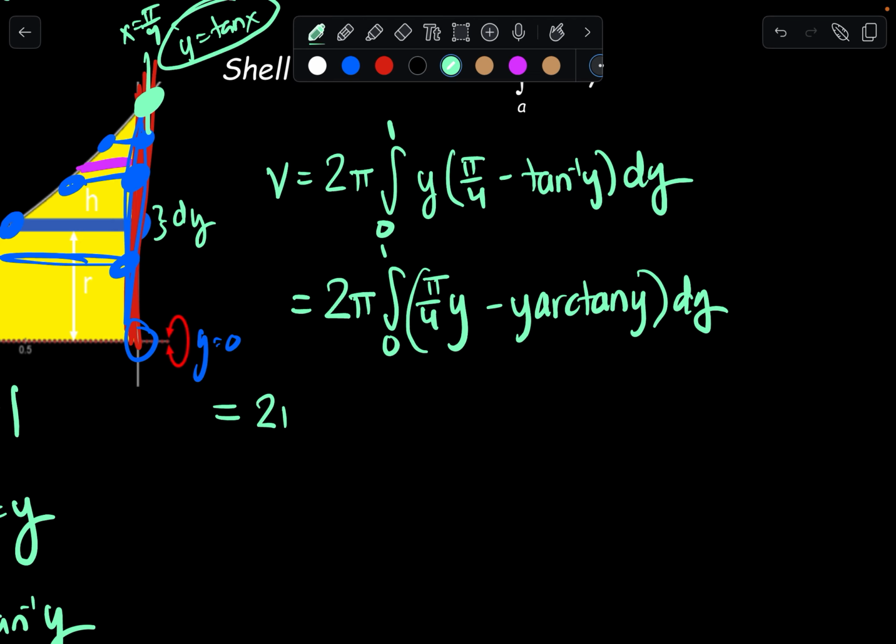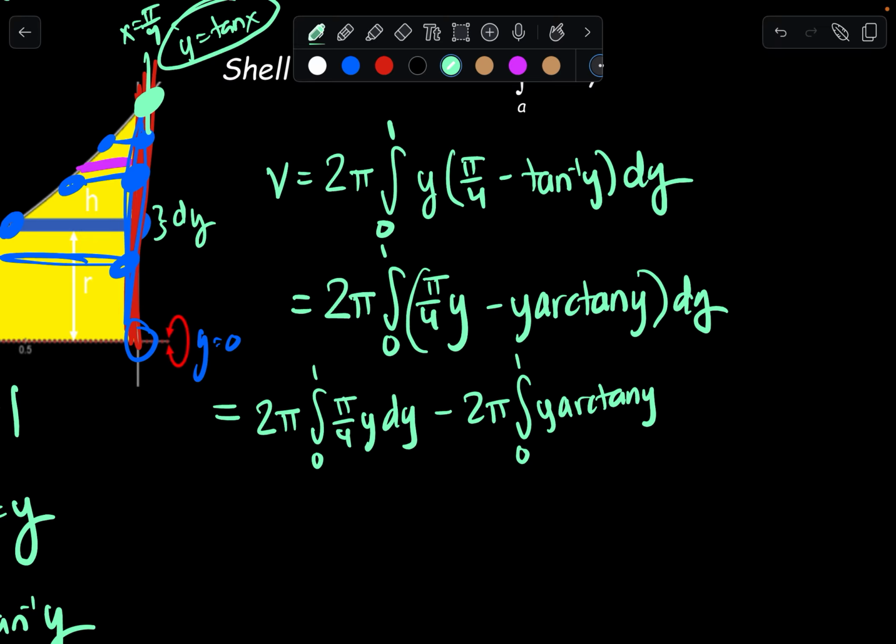Okay, so we have our 2 pi. I'm going to rewrite these as 2 separate integrations. Yeah, we'll separate the 2 pi as well. So we'll have 2 pi integration from 0 to 1, pi over 4 y dy minus 2 pi integration from 0 to 1, y arctangent of y. And this will be with respect to y.